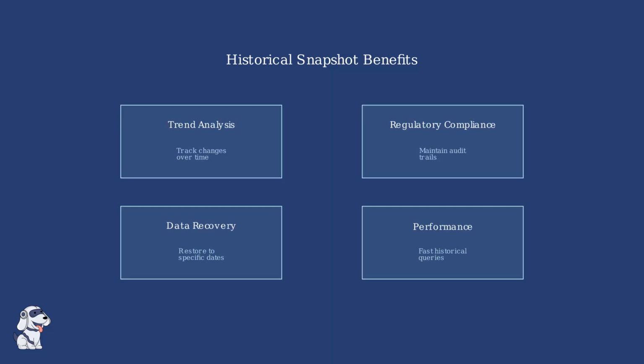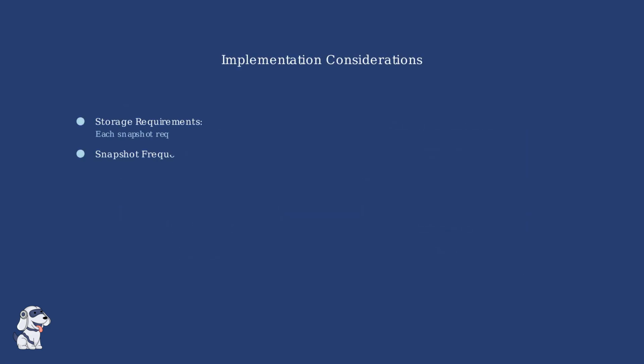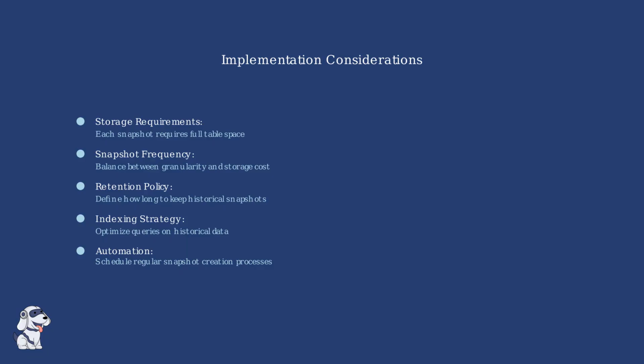The key advantage of historical snapshots becomes apparent when we need to analyze trends over time. While the operational table continues to change, our snapshots provide stable reference points for historical analysis and reporting. Implementation considerations for historical snapshots include storage requirements, as each snapshot consumes additional disk space. Organizations must balance the frequency of snapshots with storage costs and determine appropriate retention policies for historical data. Historical snapshots provide a robust solution for preserving point-in-time data states.